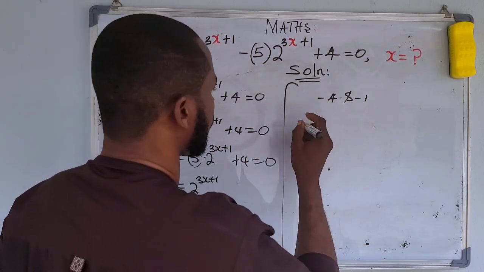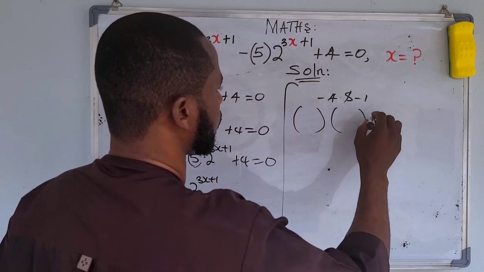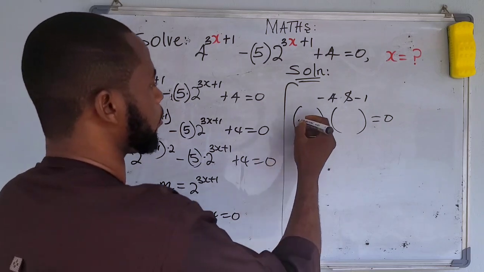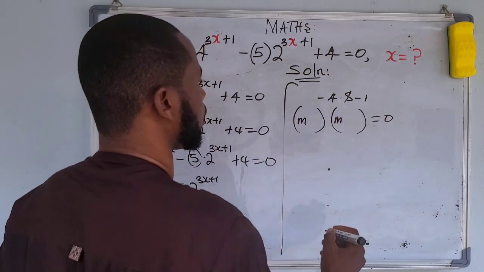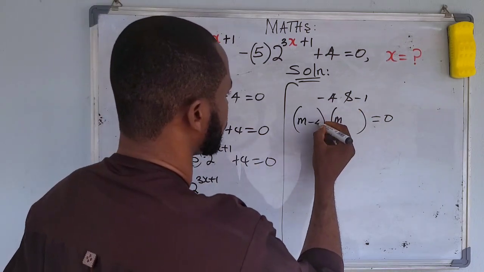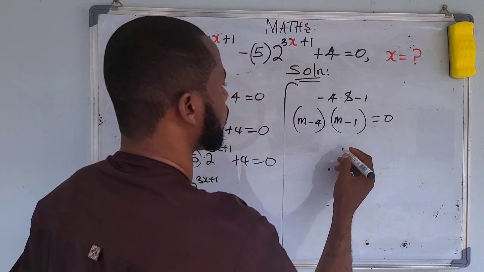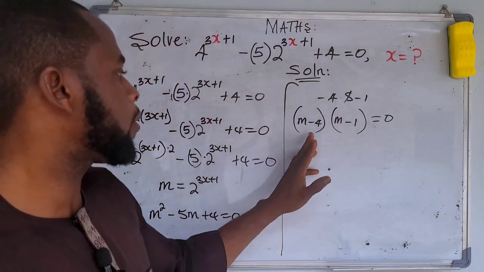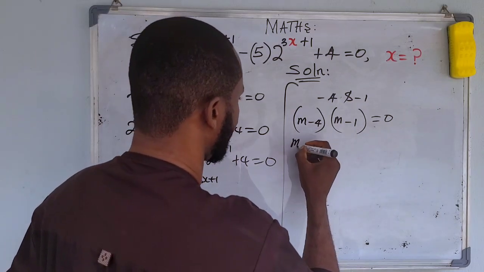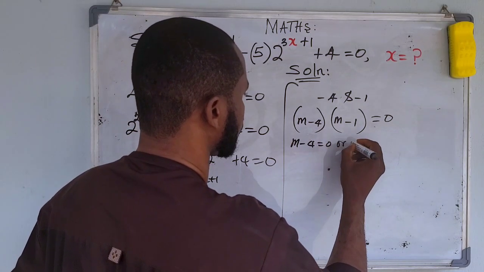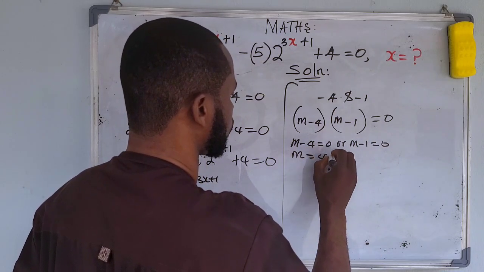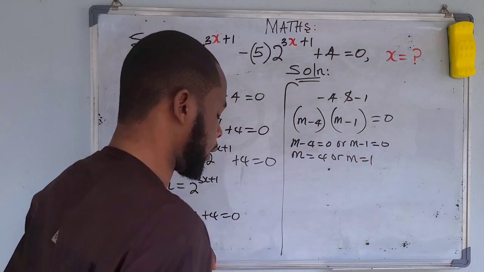Then open two brackets like this, equated to 0. Since this is m squared, insert m here and insert another one here. Then introduce each of these factors into the brackets. You can choose to put 4 here and 1 here. Now, either this equals 0 or this equals 0. In that case, we have m minus 4 equals 0 or m minus 1 equals 0. Therefore, m equals 4 or m equals 1.